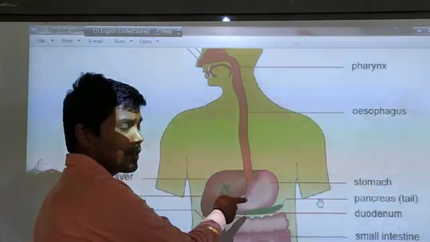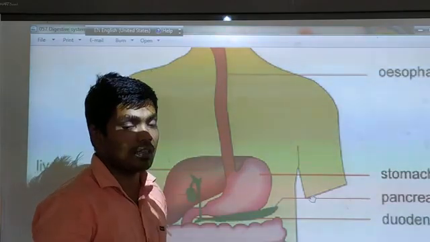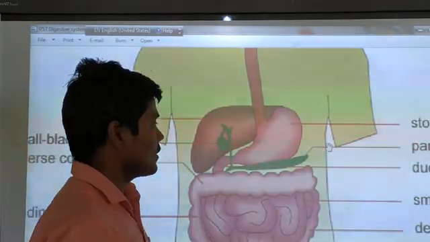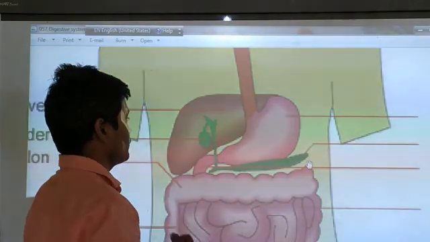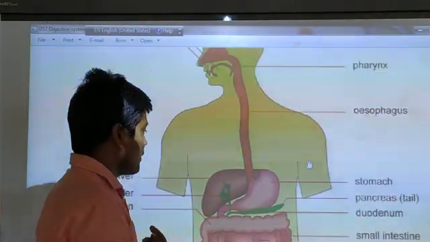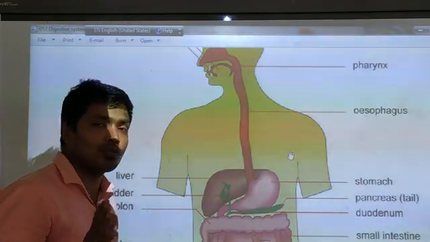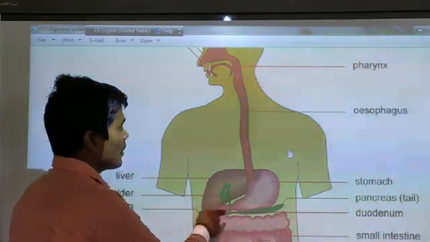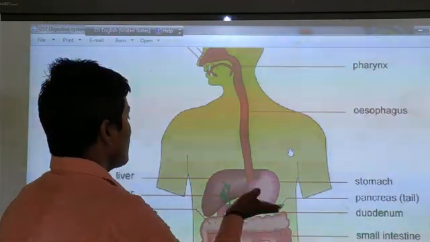This is our stomach, and it helps to churn the food properly. That means it is like a sack. The stomach is like a sack. It churns the food, and in the stomach, some digestive juices like bile and some other juices are mixed. They come from the liver and are mixed in our stomach.